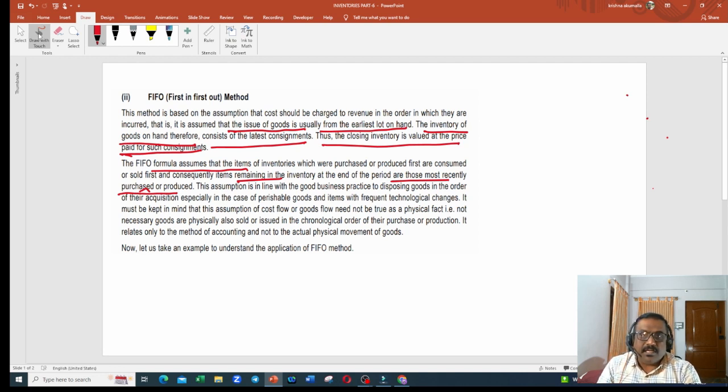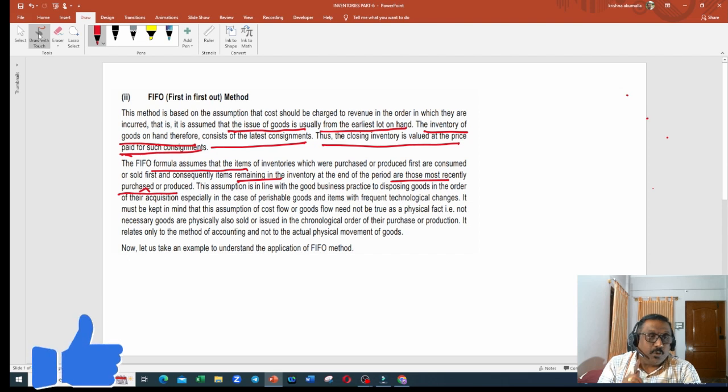Very important point. When it comes to production, strictly speaking, you have to issue the material of the earliest one to the production department. Whether you issue the earliest one or the latest one to production, that is not material for me. For valuation purpose, I will take only the latest purchase. Let me repeat again. For issuing to production or selling products to customers, I can issue the latest one or the earliest one. I don't care. What I care about is the valuation. For valuation purpose, I should always assume that the earliest one has been issued to the production and consumed, and the latest one is still there.